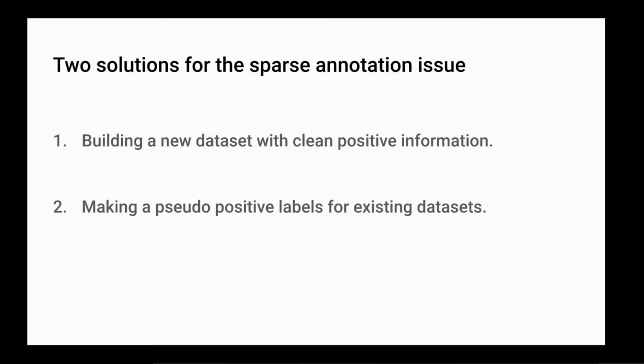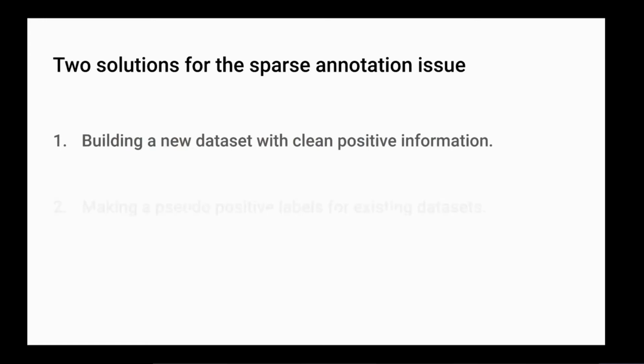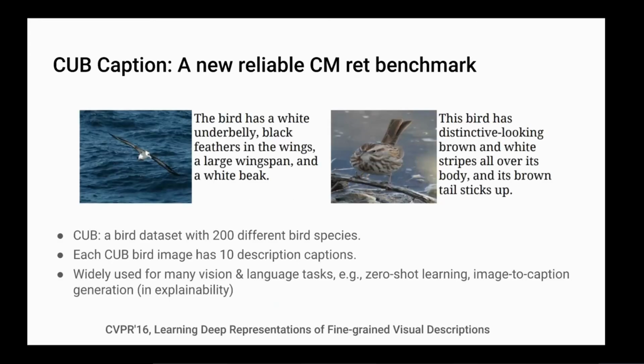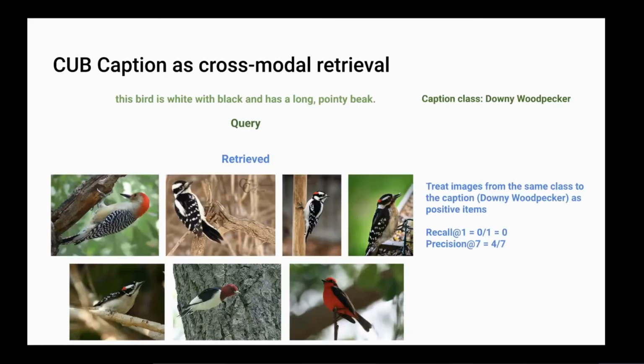So we propose two solutions for evaluation. The first one is we build a new dataset with clean positive information. We use the CUB bird dataset as a new cross-modal retrieval benchmark. This dataset contains 200 different bird species or classes. So we just treat the items from the same class as all positive.